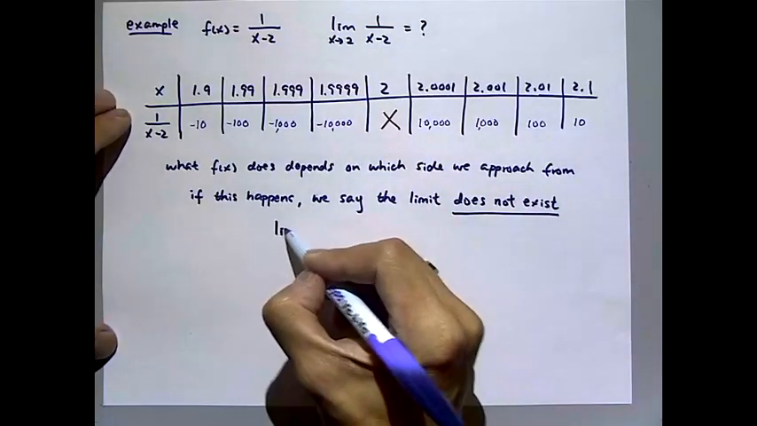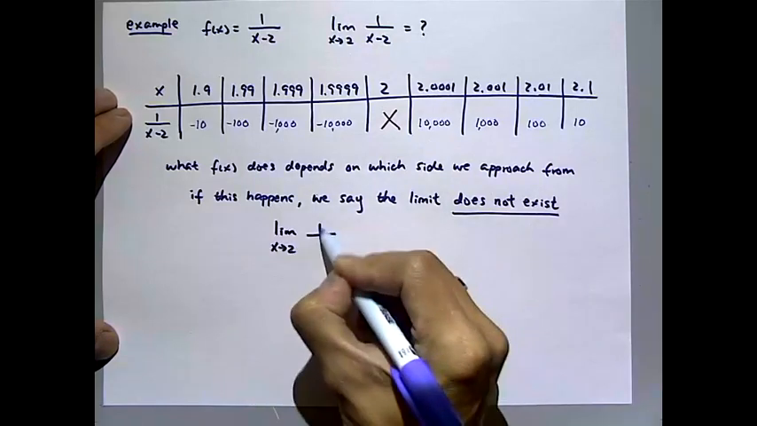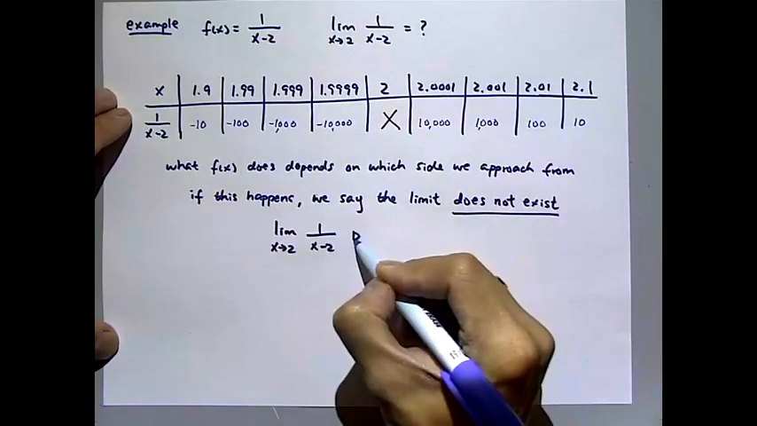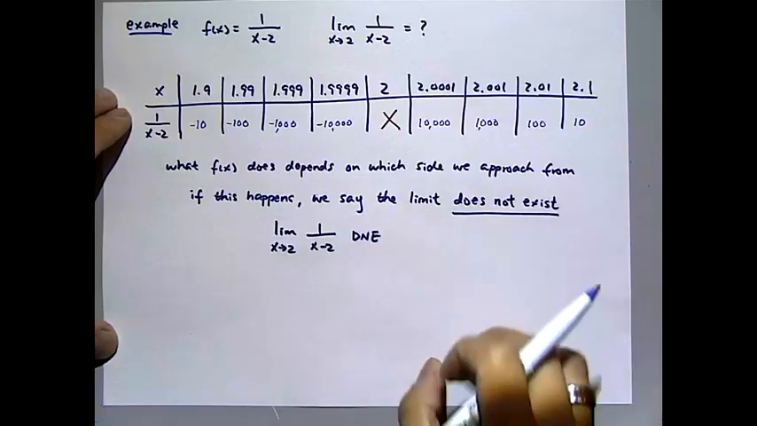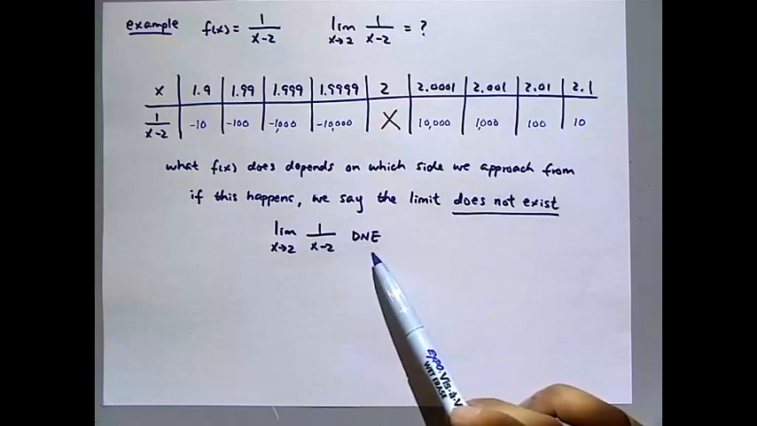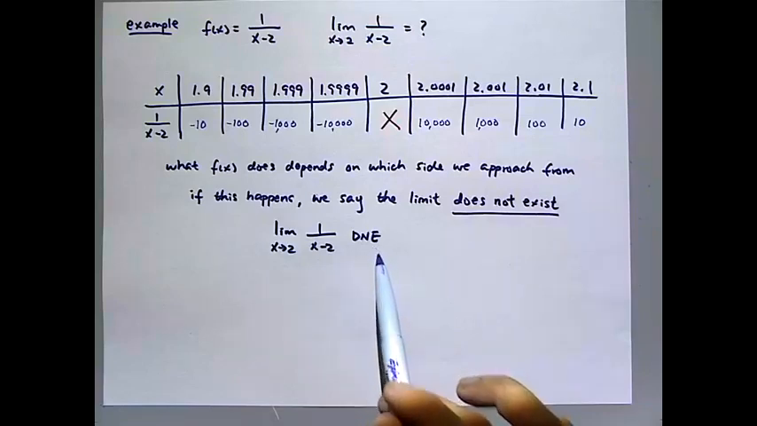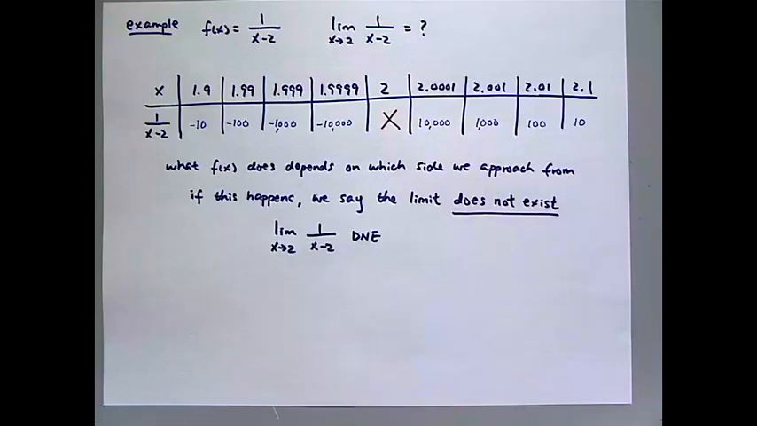In the shorthand notation, you would write DNE for does not exist. Don't write an equal to DNE. It's not a number you can make it equal to. Just write the limit of the function, DNE for does not exist.